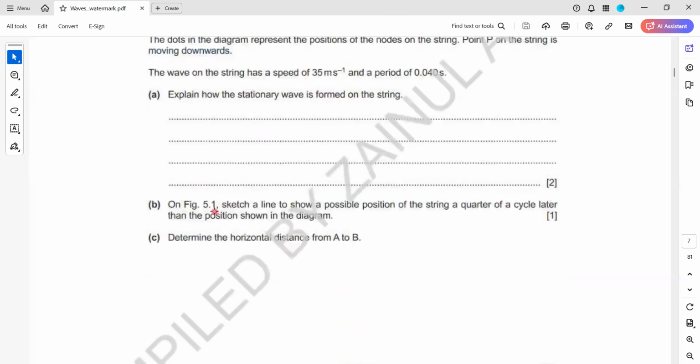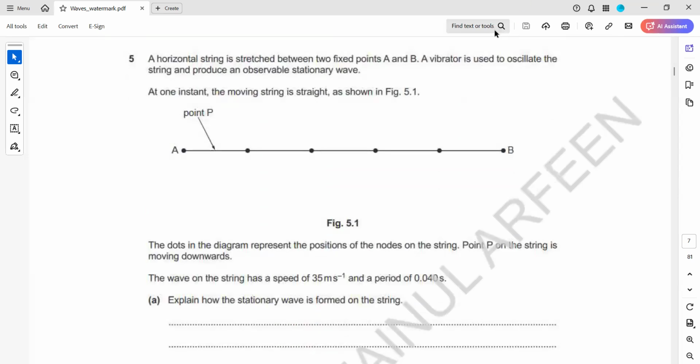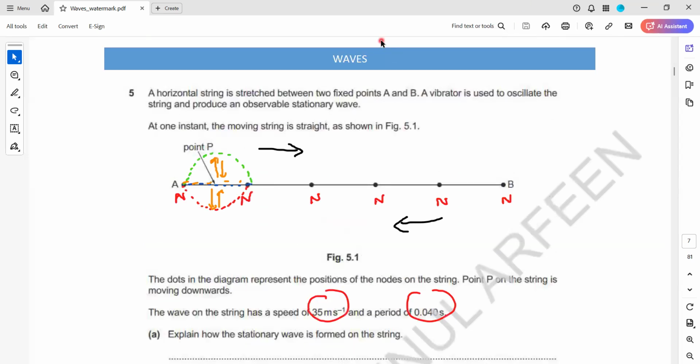The next is on the figure 5.1, sketch the line to show the position of the string a quarter of a cycle later. Means after, as I mentioned just now, if one complete time period is T, and the original position is shown here like this. So after a quarter, what will be the new position? The new position will be like this. This will be T by 4.